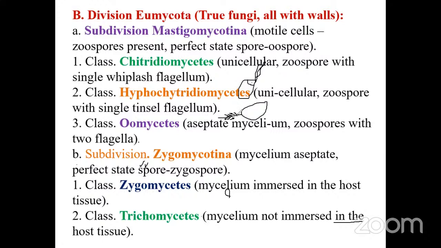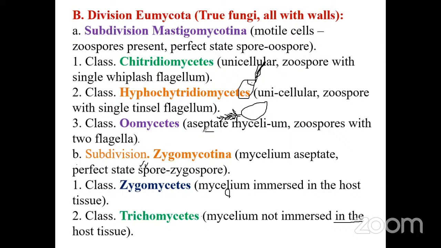You know, there are two types of flagella: acronematic and pantonematic. Acronematic means smooth, whiplash type. Pantonematic means flagellated with fibrils, feathery, that is tensile type. What is the meaning of whiplash? Whiplash means like a whip. Whiplash type is smooth, whereas the tensile type is feathery. Whiplash type of flagellum at the posterior side is Chytridiomycetes. Tensile type of flagellum at the anterior side is Hypochytridiomycetes.